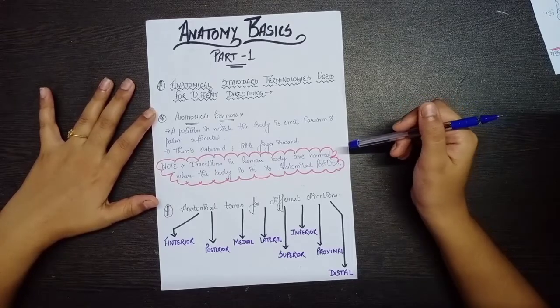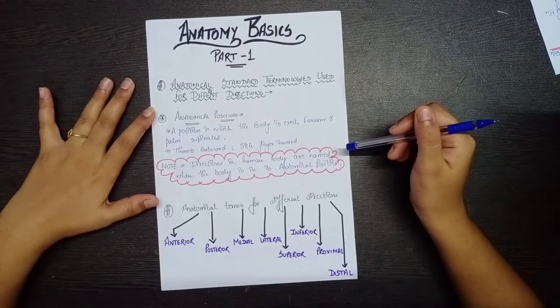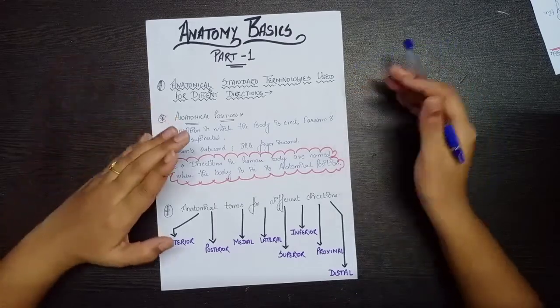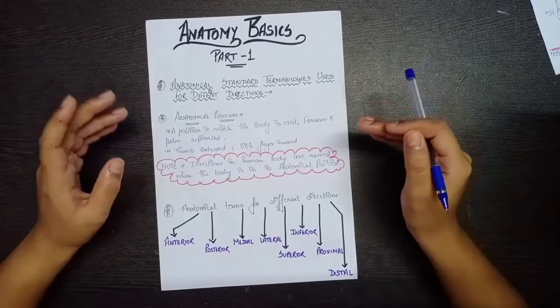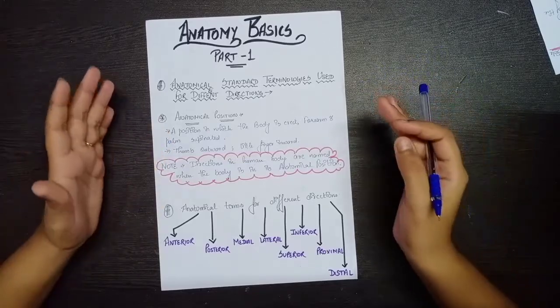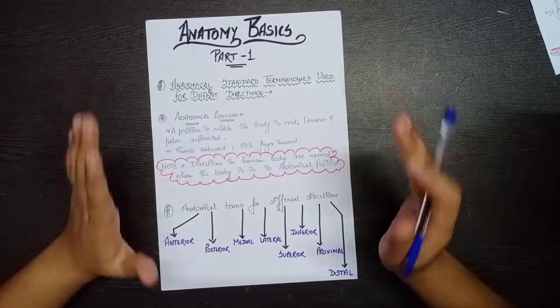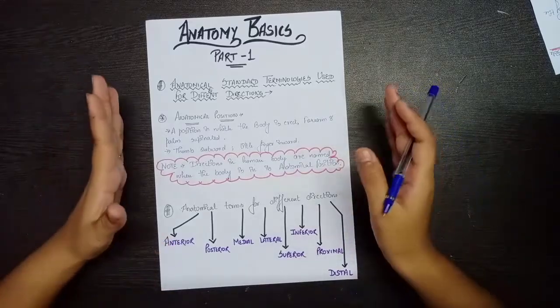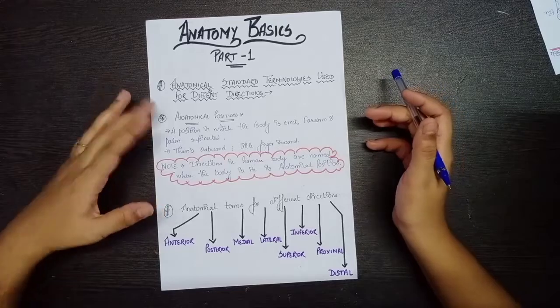Why do we need to know about anatomical position? Because when there is a change in position, the same direction seems different and we get confused. So anatomical standard terminologies were named when the body was kept in this anatomical position. Okay, so let's go into the video.